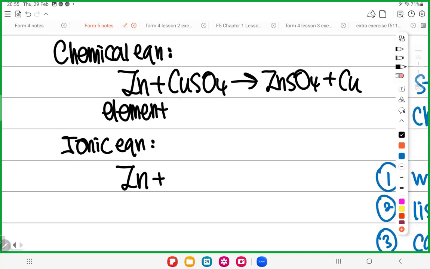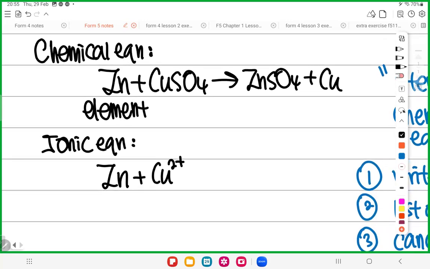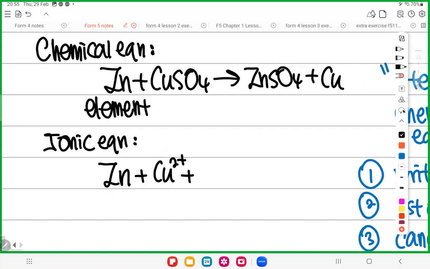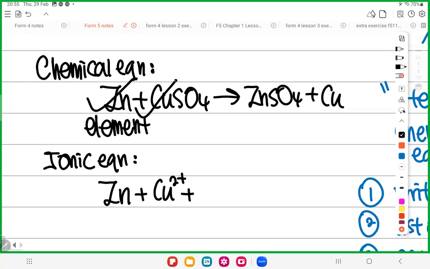Now copper. What is the charge for copper, everyone? Cu2 plus, right? Copper, the charge is Cu2 plus. Very good. So copper, then you put a plus again. Next one. After the zinc, after the copper, who's the next one? SO4. Do we need to split the S and O? No need. Do we know the charge for sulfur? Do we know the charges?